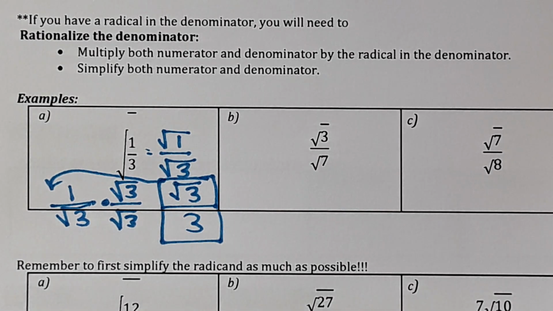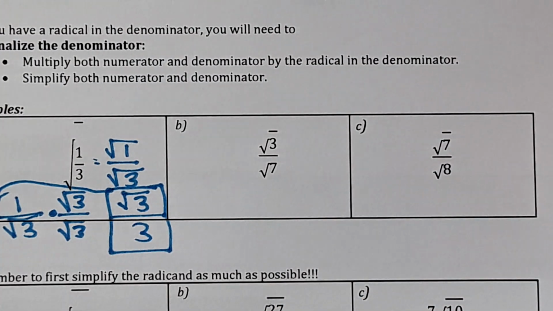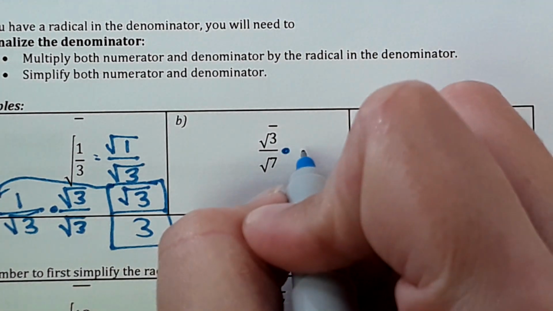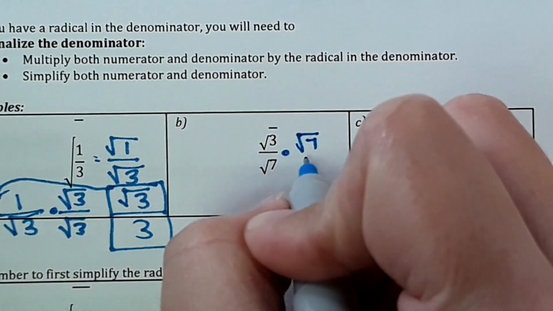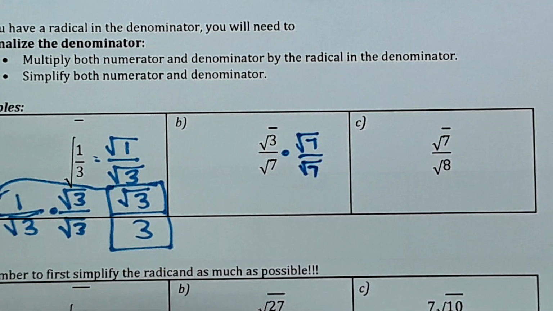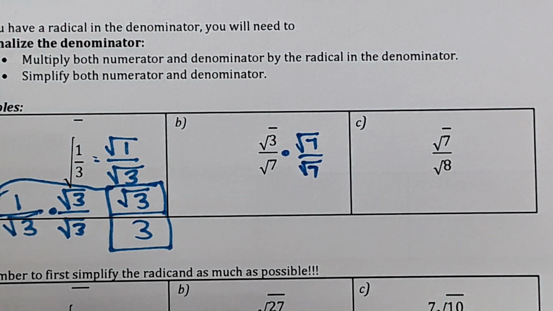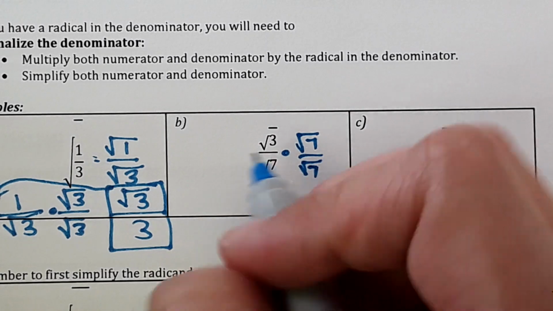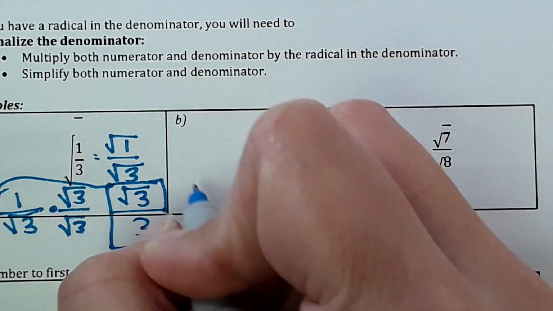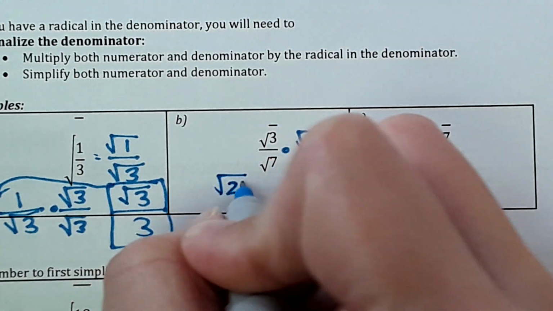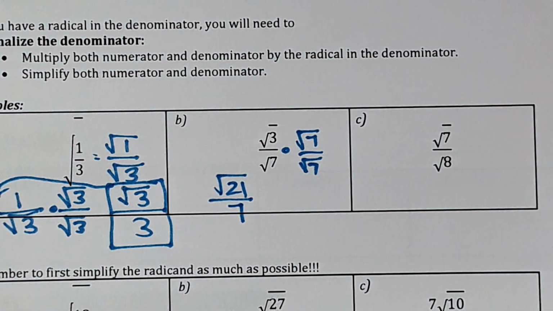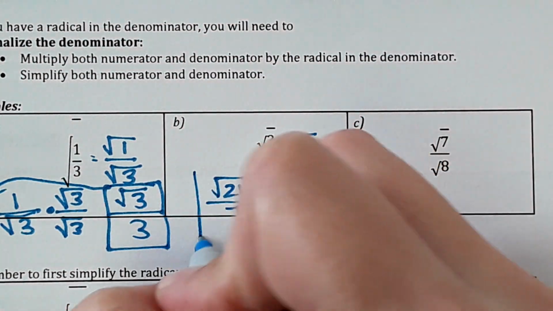Okay, now repeat for B. Square root of 3 over square root of 7. Can't have that square root of 7 in the denominator, so we multiply by square root of 7 over square root of 7. Why did I choose square root of 7? Because that's the denominator. That'll get rid of it. Okay, so square root of 3 times square root of 7, square root of 21 over 7. And I can't simplify it any further.